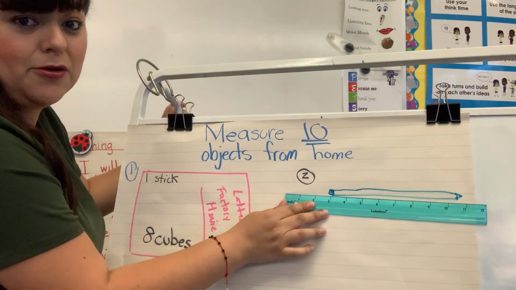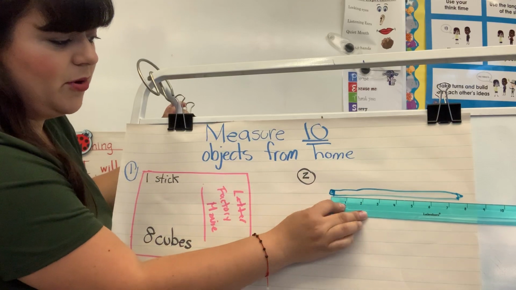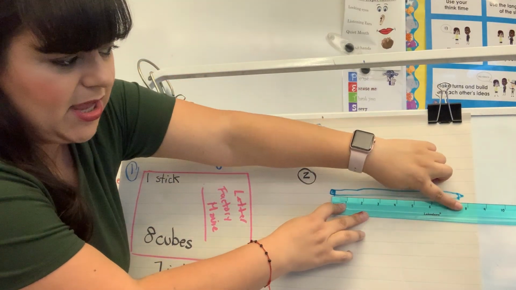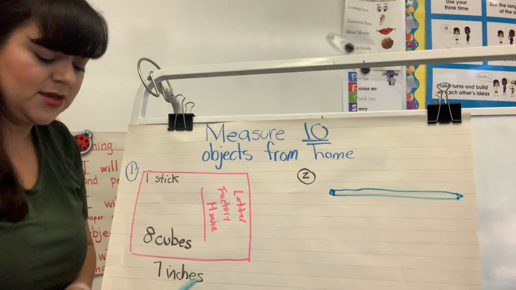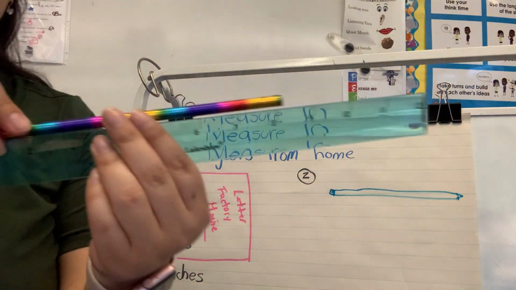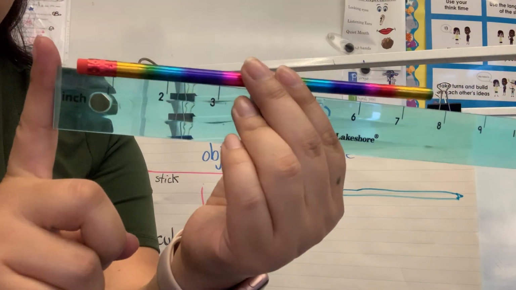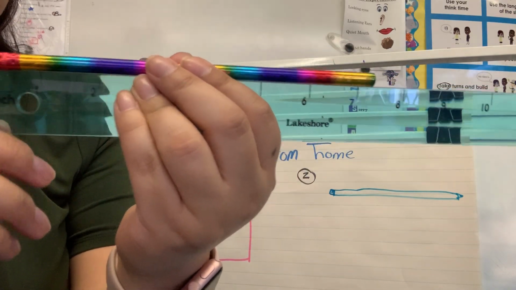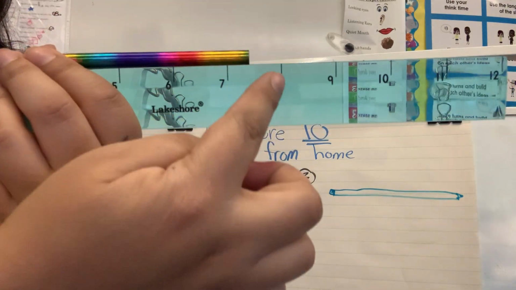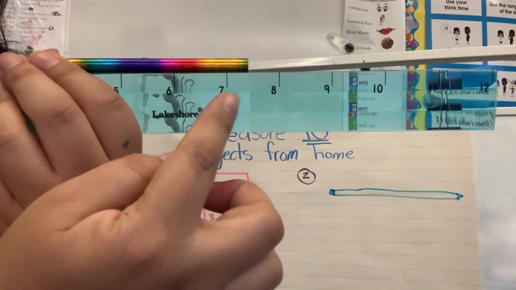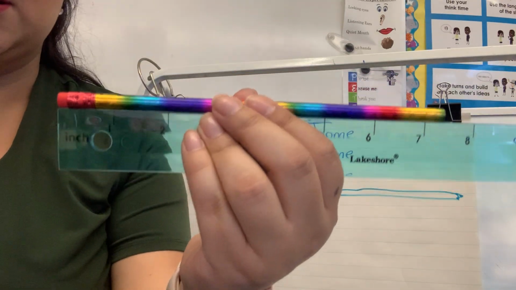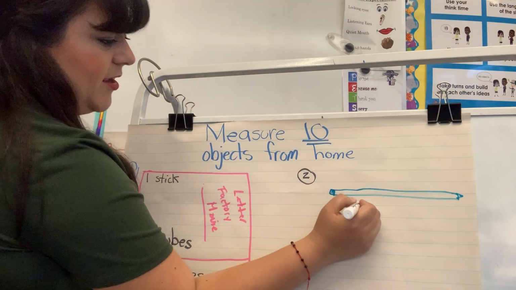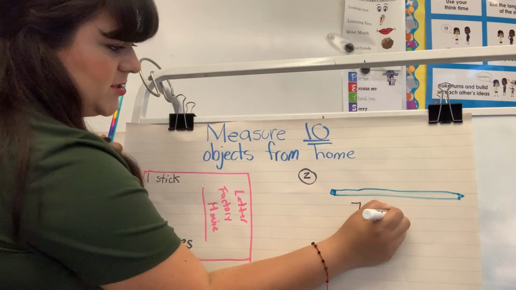Not over there, not over here. We start at number 0, okay? This pencil measures about 8 inches. So if I use the real pencil and show you, we start right at 0. And I see that it measures about, oh, well, not 8, maybe 7 inches, this pencil. So I'm going to write 7 inches.